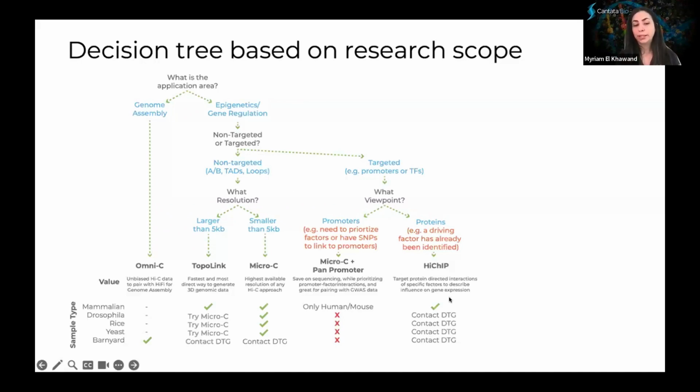For HiChip, it's been validated for mammalian cells, but if you're interested in anything outside of the mammalian samples, you can see the user guide on the website, or please contact us and we can share with you how to go about these library preparations. That is it from my end. I'm happy to take any questions or clarify any points in the presentation to help you choose the right assay for your research.